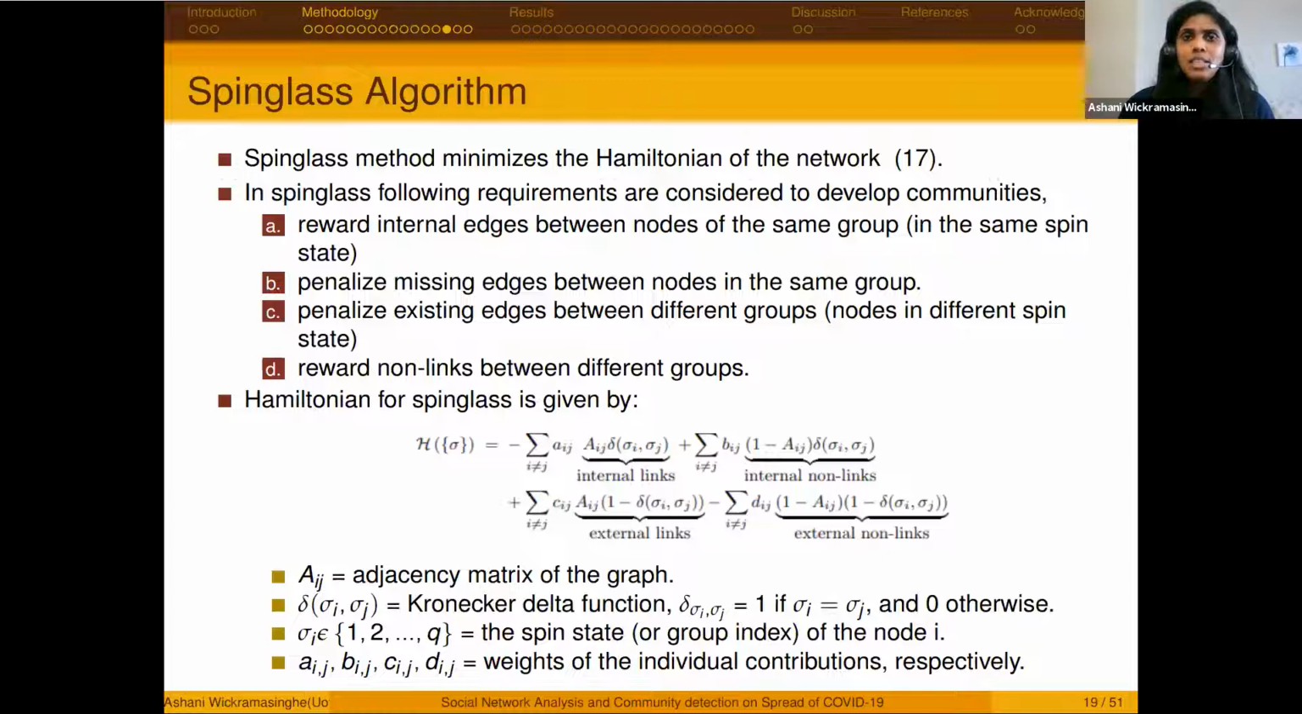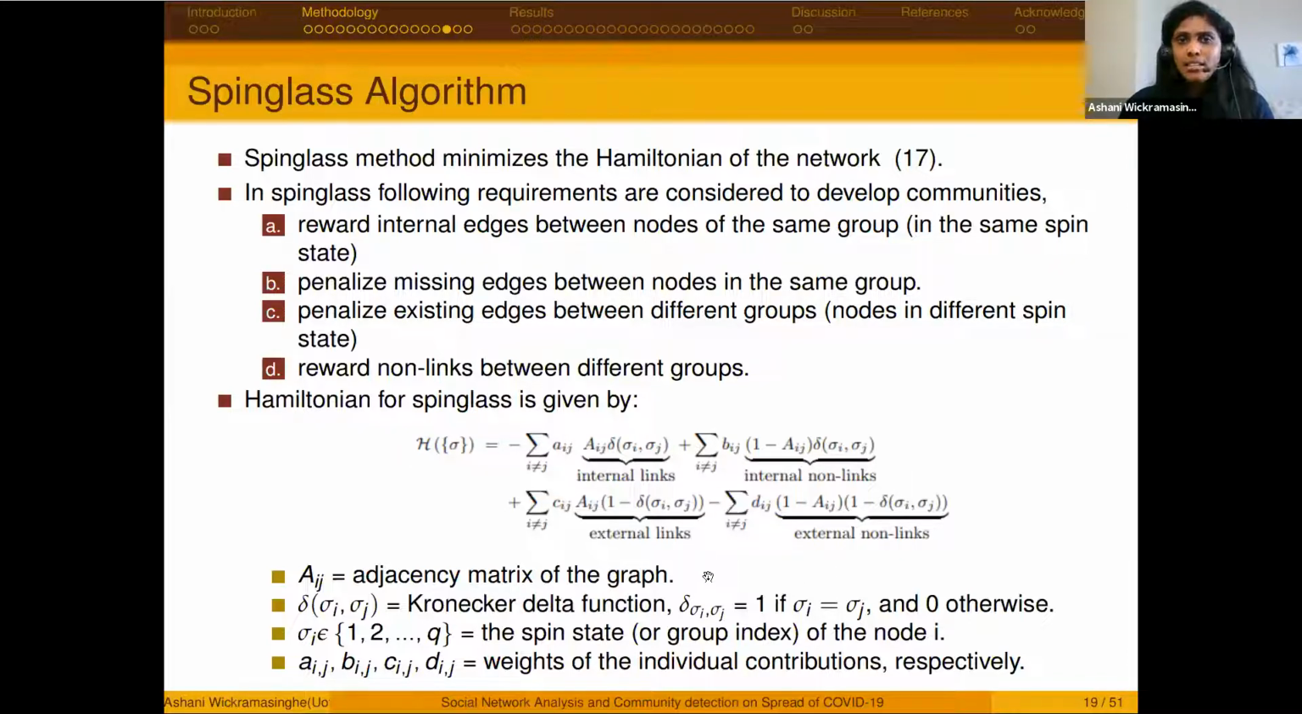The final algorithm is the spin-glass algorithm, and it minimizes the Hamiltonian of the network. To understand the Hamiltonian, we first need to understand the following requirements. Here, we reward internal edges between nodes in the same group and non-links between different groups. We penalize missing edges between nodes in the same group and edges between different groups. So altogether, we have 4 requirements, and the Hamiltonian is given by this formula. It has 4 components for these requirements.